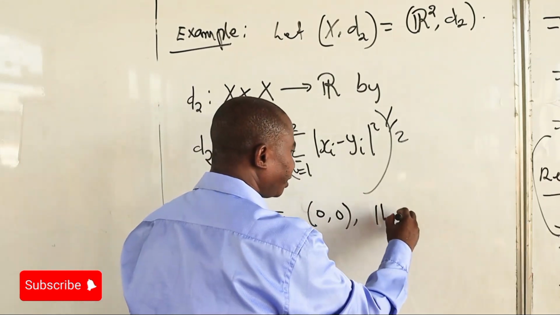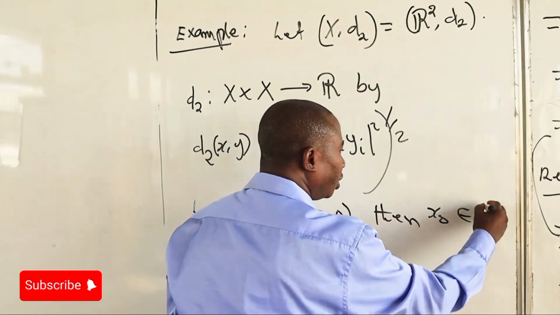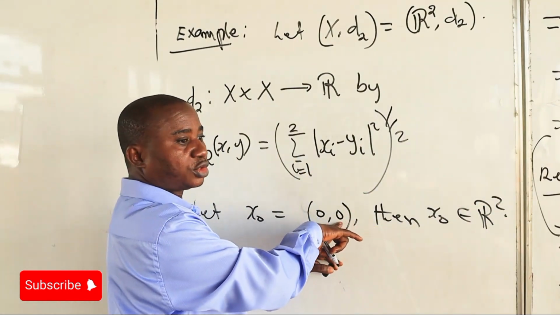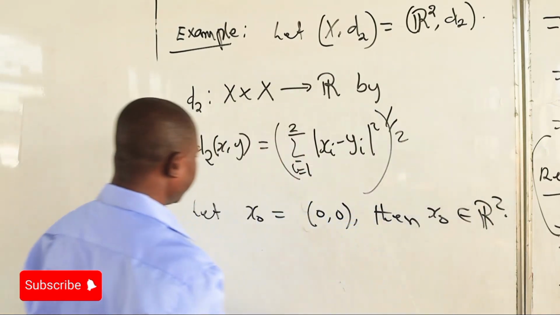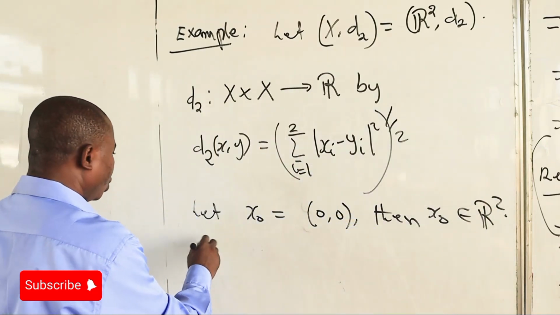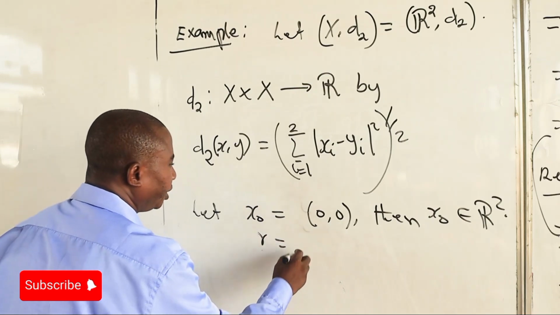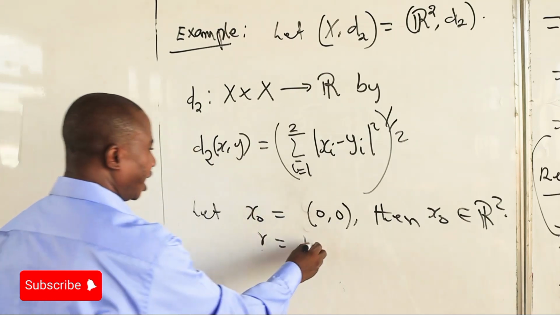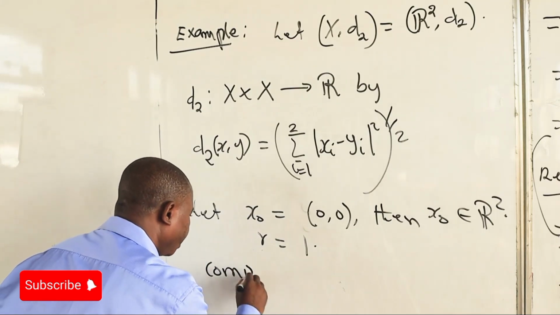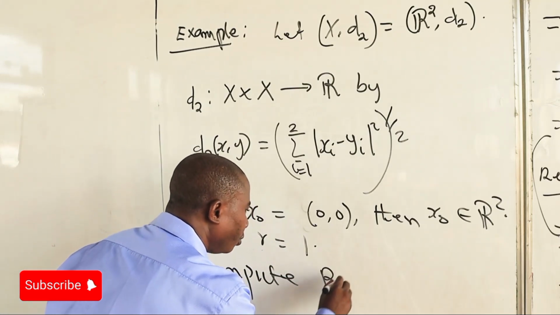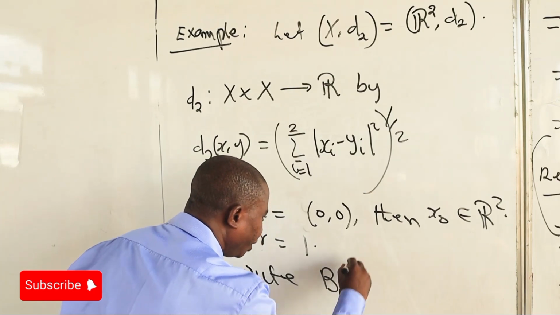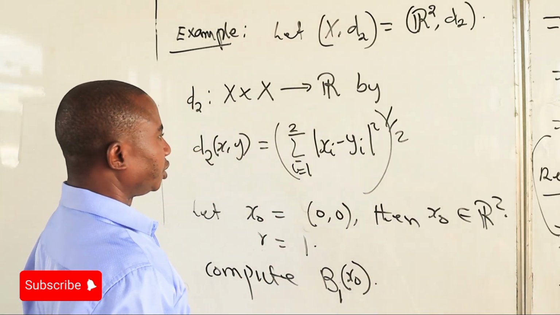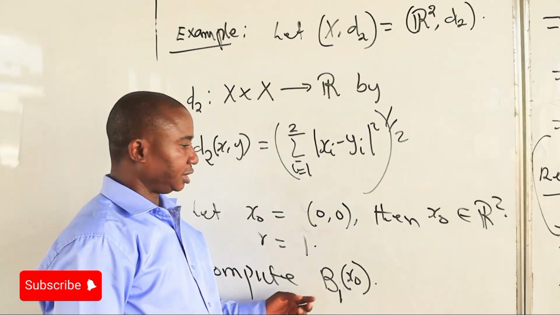Then x0 belongs to R2, no doubt, because the first component is 0 and the second component is also 0. So this is the origin, so to speak. Now, we also take r to be 1. Our goal is this: compute the open ball with center x0 and radius 1. So we want to compute this ball.